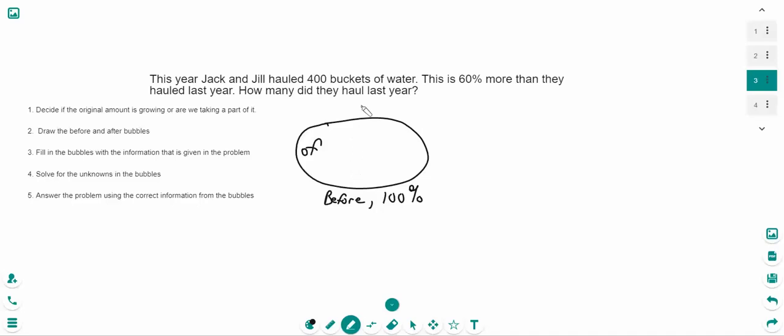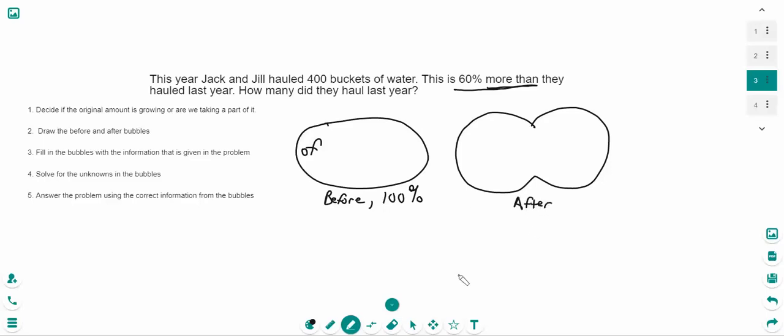All right, but we do know that the original amount started last year, and then this year there is 60% more than the original amount. So the key is more than, the 60% more than. So that indicates to us that the next bubble is actually going to be one of these double bubbles, okay? Because it's indicating growth. We started with something last year, and then we increased by 60%, and now we have 400. So since we increased, we have a double bubble for our after bubble. Okay? So hopefully you understand how I got that.